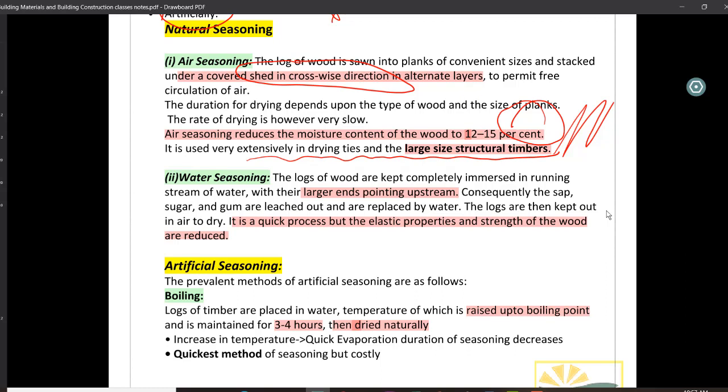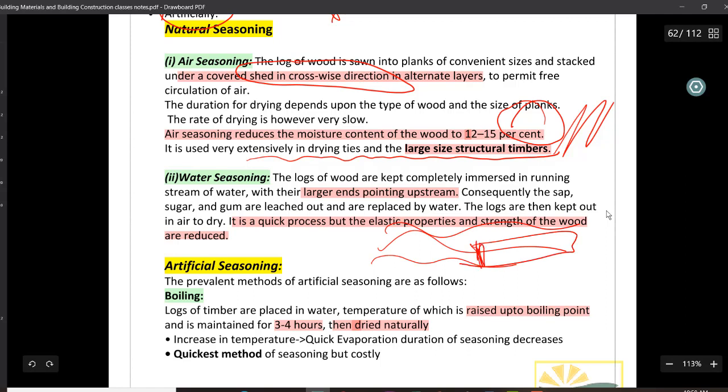Sir, you said we have to reduce the water content, right? Moisture content, water content, whatever it is. Here, how are you doing water seasoning? See, what we are doing is, first of all, in the flowing river, we will keep these wooden logs, okay, and the larger size facing the upstream direction. So whenever water is coming, it will clean the sap, it will clean the sugar and the gum, whatever is there, it will be leached out of my wood.